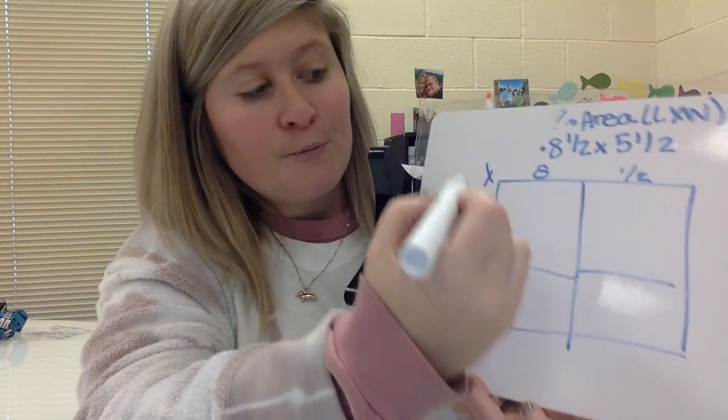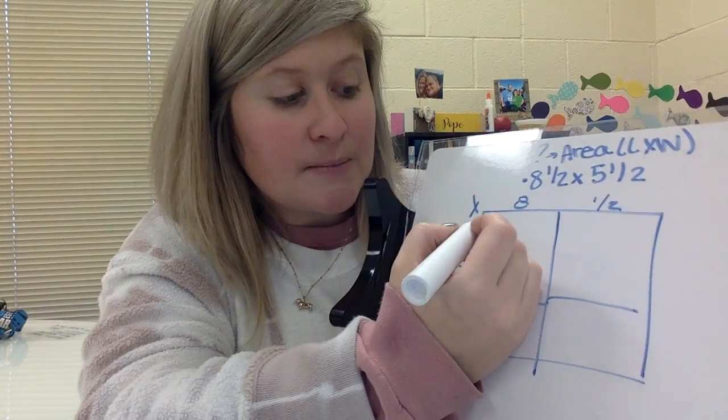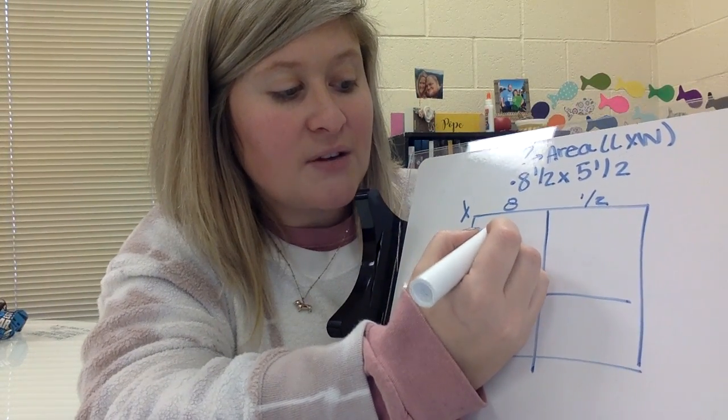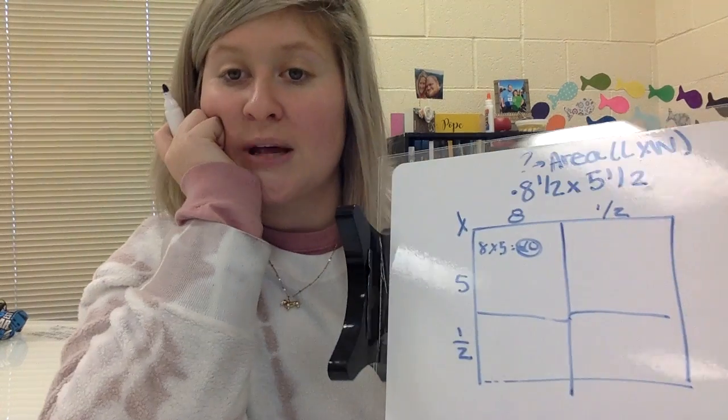Okay. First box is fairly simple. It's 8 times 5. 8 times 5 is 40. I'm going to circle it.